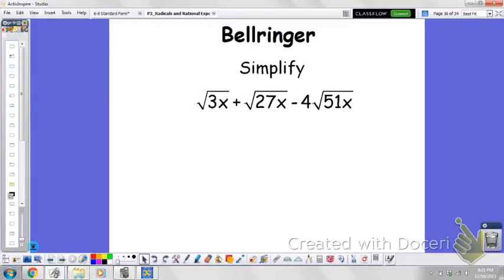Hey guys, so today we'll start the lesson off with a bell ringer. You are going to simplify root 3x plus root 27x minus 4 root 51x. So go ahead, pause the video, work through it. Whenever you're ready for the solution, unpause the video.